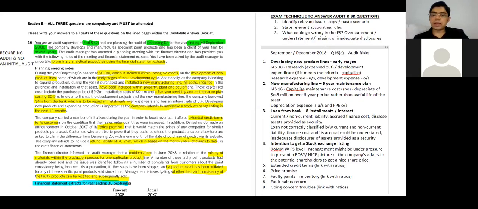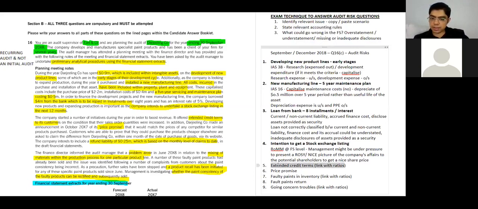So they could manipulate financial statements anywhere. So in this case, you're just answering this: state the relevant accounting rules. There's no specific one rule over here. What could go wrong in the financial statements? There could be material misstatements anywhere in the financial statements because the management would want to paint a nice rosy picture of the financial statements.